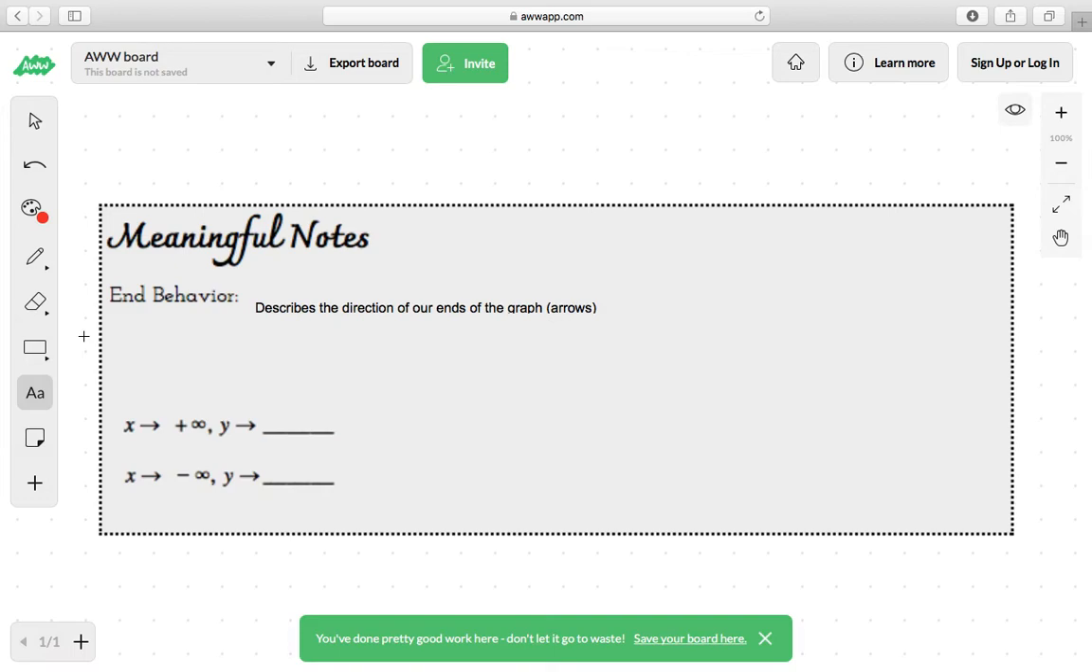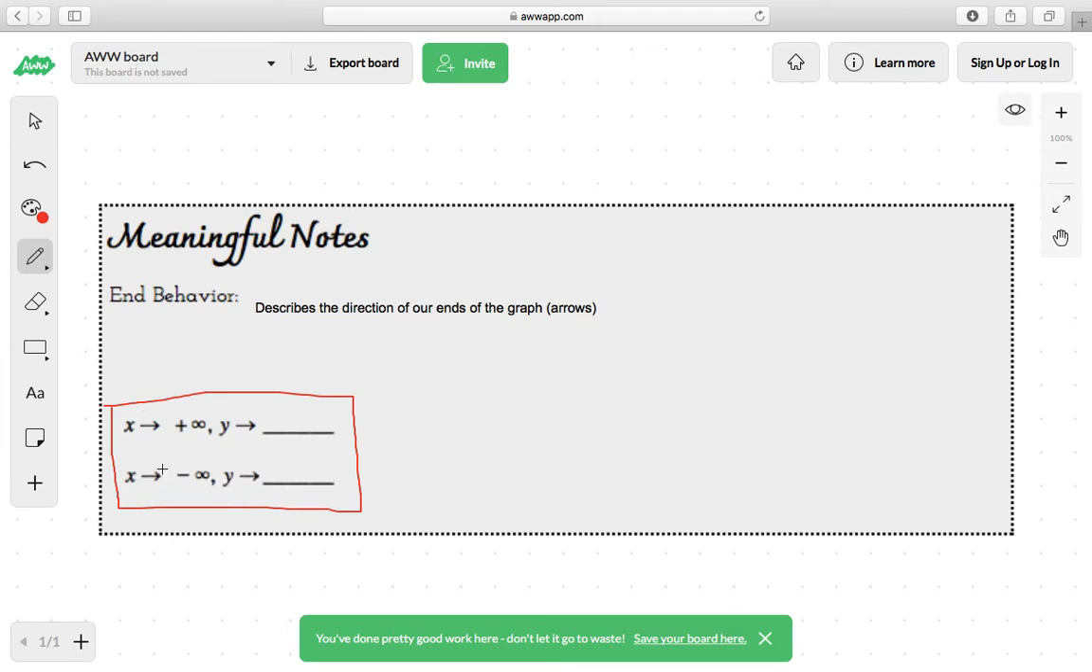Okay, so anytime that we do end behavior, one thing that you're always going to be given is this template right here. You'll get this on practices, you'll get this on tests, and we need to understand what this means. And so, how we read it is the first line is as x approaches positive infinity, y approaches something. And so, we're going to be filling this blank in. And then the second line is as x approaches negative infinity, y approaches something.